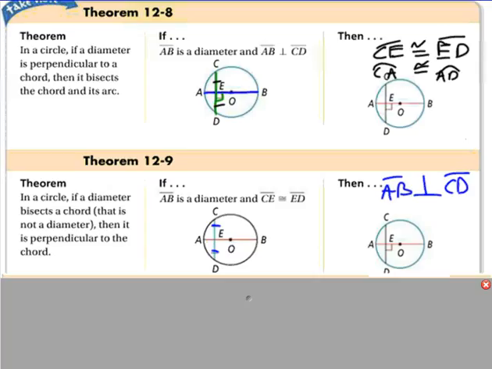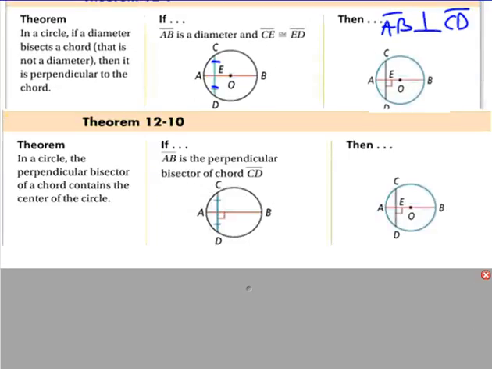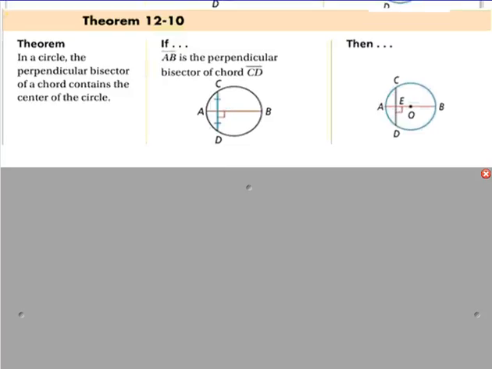Okay, makes a right angle. And lastly, the last one I think we're going to do today. This one, Theorem 12-10. In a circle, the perpendicular bisector of a chord has to contain the center of the circle, meaning it must be a diameter. In other words, it must be a diameter. Okay? So there's not much more that you can say about that other than AB goes through the center.